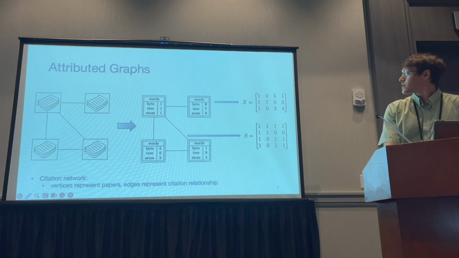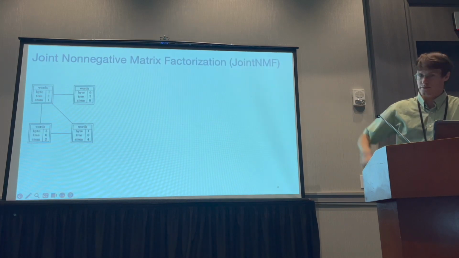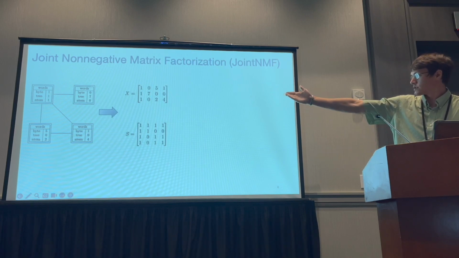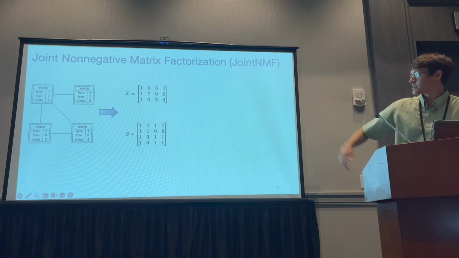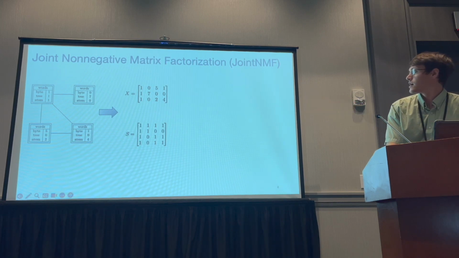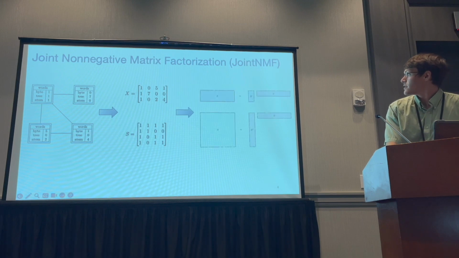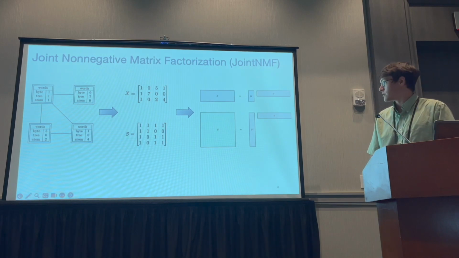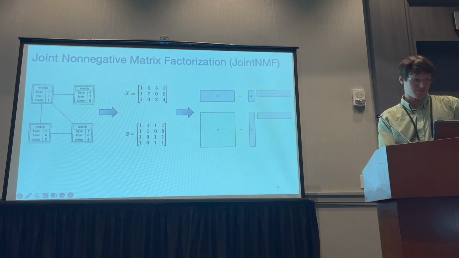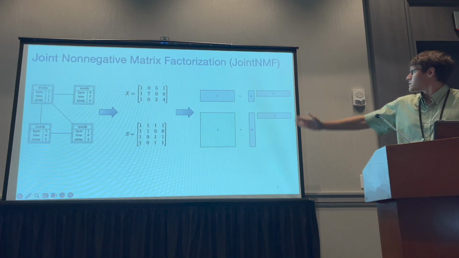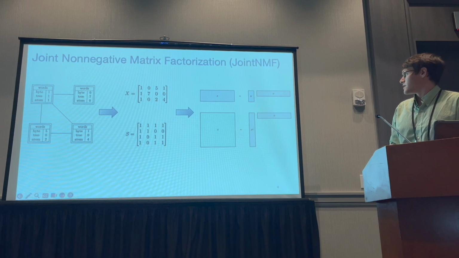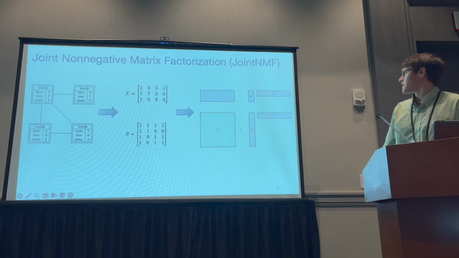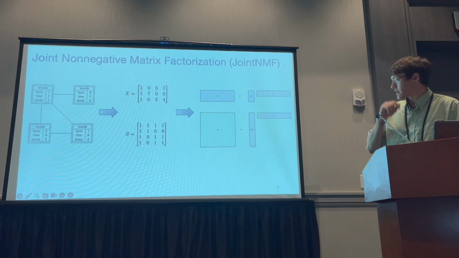Now, what JointNMF does is it takes an attributed graph, like in our previous slide, and forms X and S, the two matrices corresponding to the node and edge sets, and factorizes them into two factor matrices, here denoted W and H, where X is approximated by the product of W and H, and S is approximated by H times H transpose, thus H is a shared factor between the two factorizations.